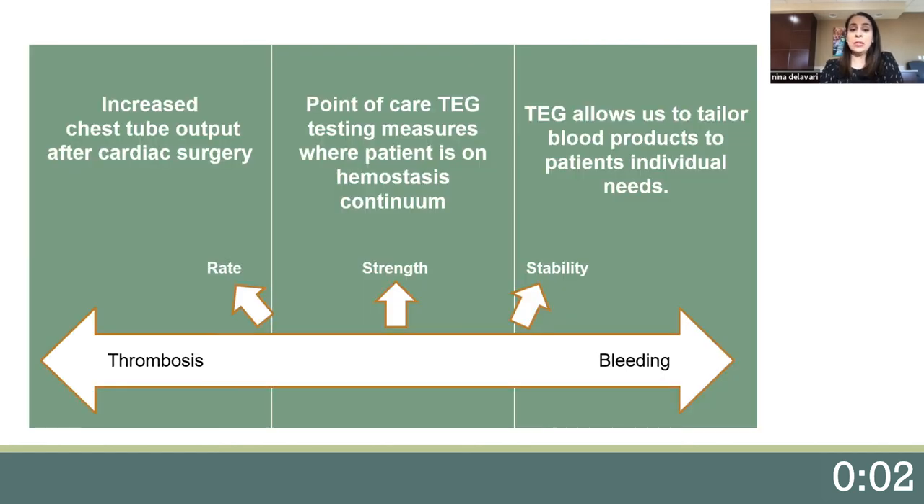In summary, TEG is a valuable point of care test which allows us to measure where our patient is on the hemostasis continuum from thrombosis to bleeding. It gives us information about the rate, strength, and stability of the clot, and allows us to tailor blood products to the individual needs of our patient.